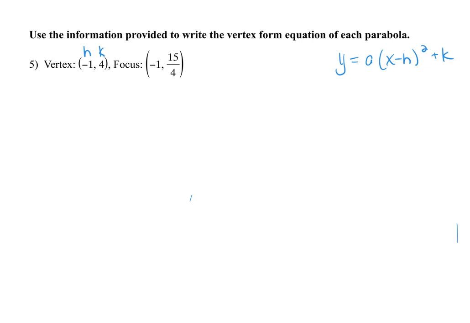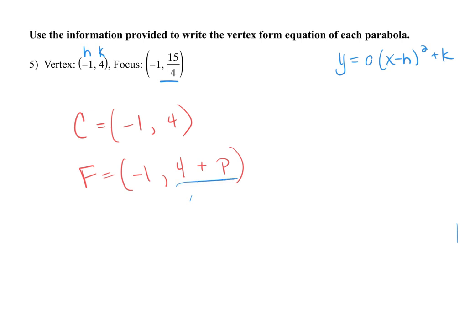I am going to figure out my a based on this focus. I know that if it is moving vertically, so if my center is negative 1, 4, then my focus for this guy is going to be negative 1, 4 plus p, right? That's what I do there. I move my vertical. So I really just have to set 4 plus p equal to 15/4 to figure out what p is, right? So I'm going to take this guy and set it equal to that. 4 plus p, because I know that's my center, should equal 15/4, right?